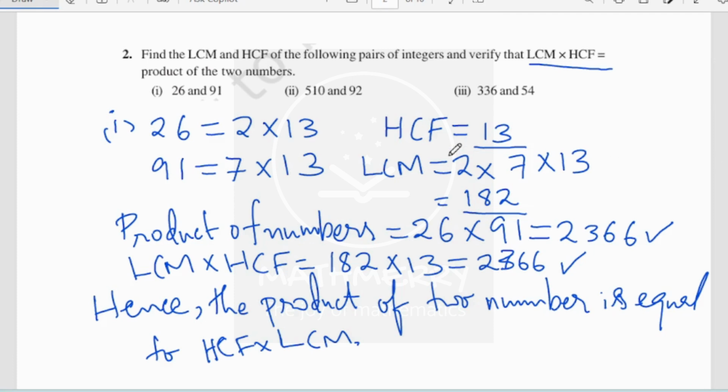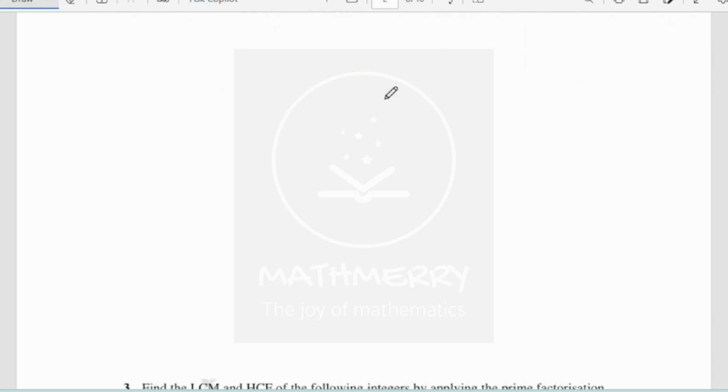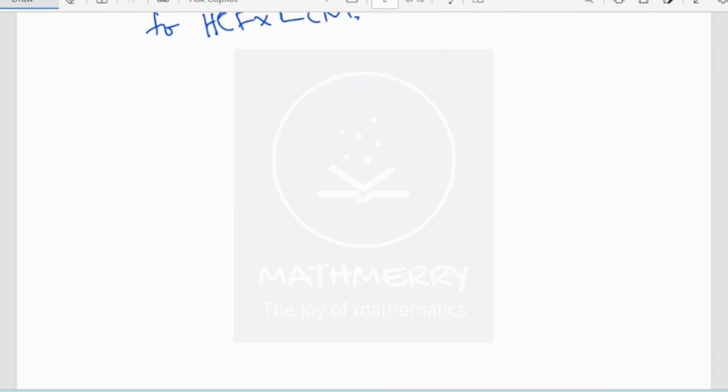Okay, that's it. Now moving to the second question, it's given 510 and 92. Okay, let's try to solve it. So this is our second question, 510 and 92. Now first of all, how can we write 510 and also 92?